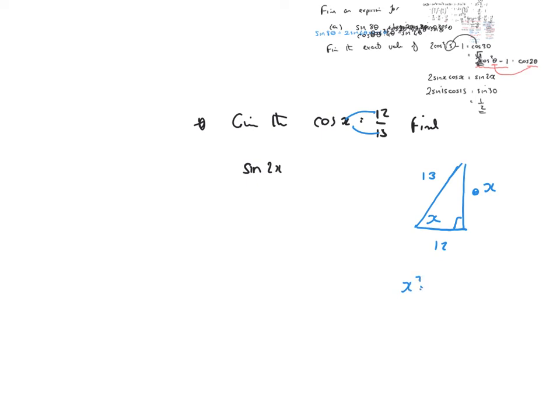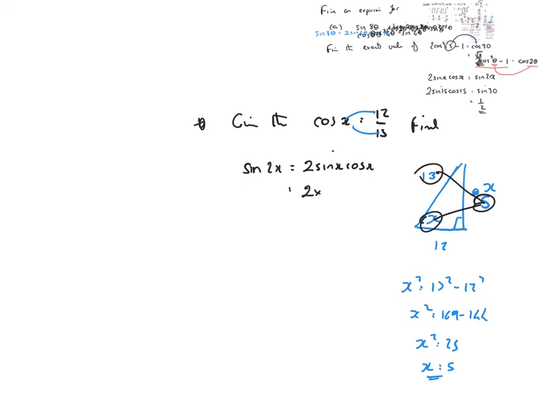Let's call it x. X squared equals 13 squared minus 12 squared. X squared equals 169 minus 144. X squared equals 25, and x is equal to the square root of 25, which is 5. Now that triangle's not particularly accurate, it's not drawn to scale, but we'll go with it. So sine 2x then is 2 sine x cos x. So it's 2 times sine x, opposite over hypotenuse, 5 over 13, multiplied by cos x, adjacent over hypotenuse, 12 over 13. 2 times 5 is 10, 10 times 12 is 120, and that's 120 over 13 times 13 is 169. Check if it can be simplified, which it can't.